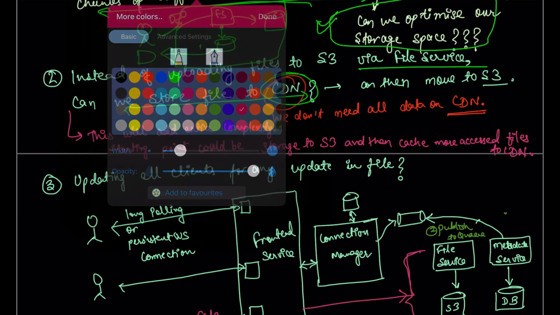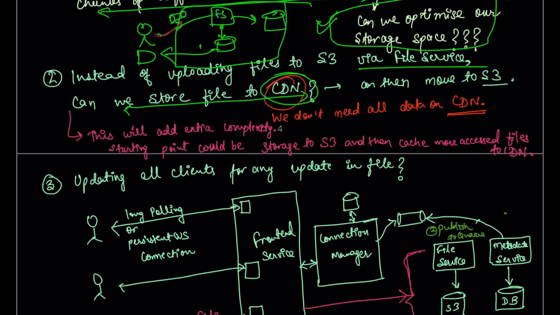So can we somehow store this file to a CDN first, so that these users can download the file from there directly? To start with the design, we don't need all the data on the CDN first of all. You don't need all data to be present on the CDN. You only want the data which is frequently accessed. So as you start the design, you don't have to think about putting the CDN in between.